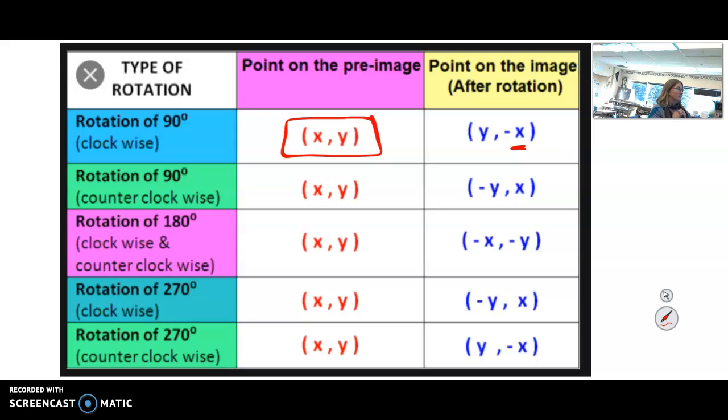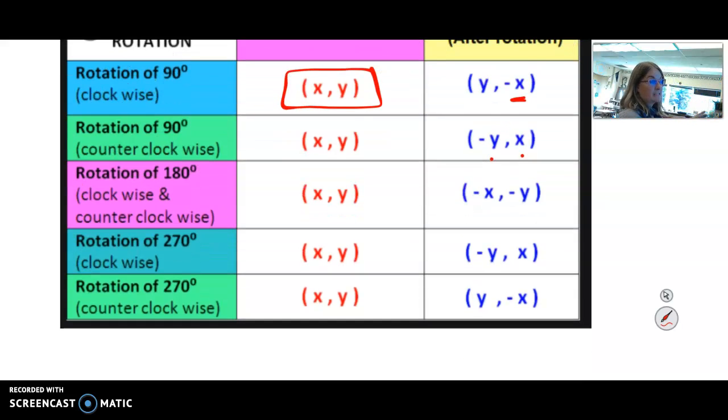So if it's a rotation of 90 degrees counterclockwise, the x and y still flip-flop, but the y becomes negative and the x stays positive. And then for 180 degrees, both the x and the y are exactly the opposite, but they don't switch places, just opposite.